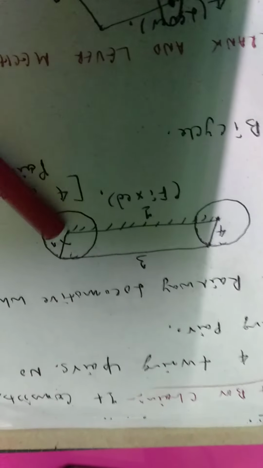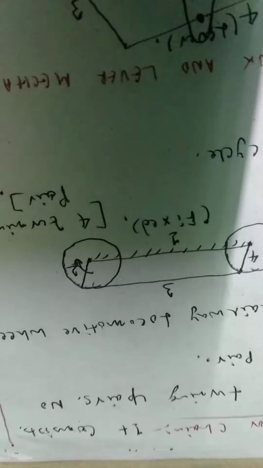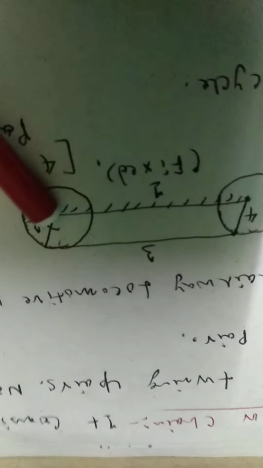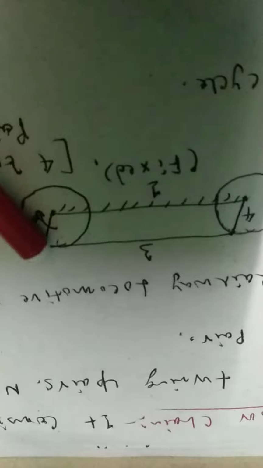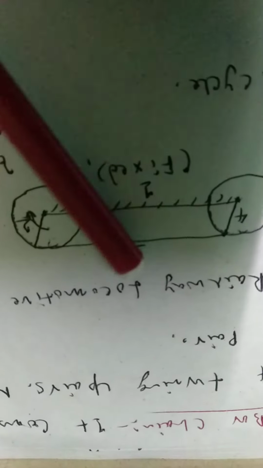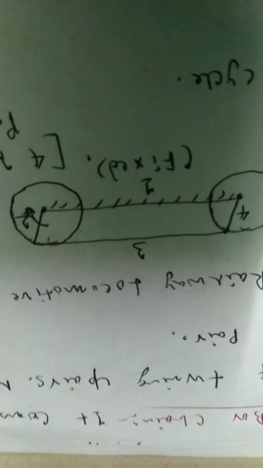Now I will fix a link. I will fix link 1 to the ground. Now if we rotate link 2, since it is connected to link 3 by a turning pair, it will in turn rotate link 3, which in turn will rotate link 4.